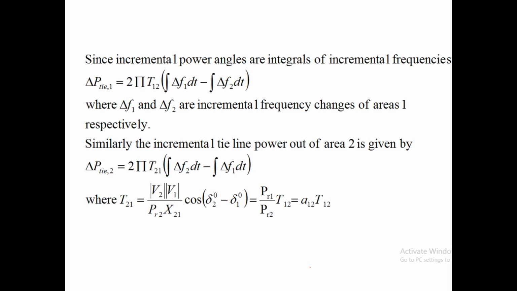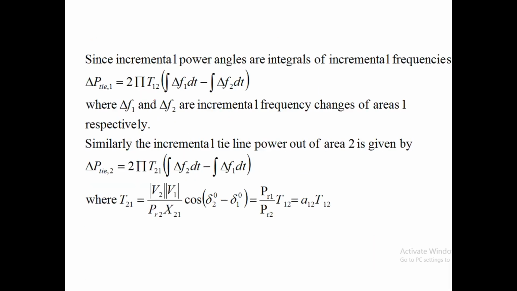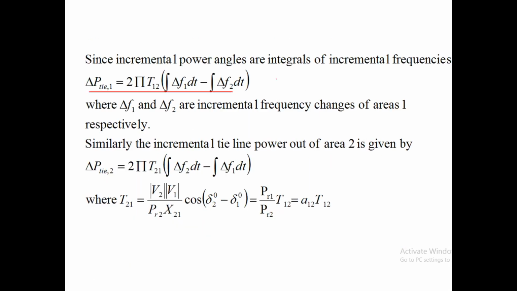Now this point we have discussed earlier. You remember this: the change in tie line power flow, delta P tie 1 in per unit, equals T12 into delta 1, where T12 is given by this relation. This delta 1 can be represented in terms of the change in frequency. The change in power angle can be represented in terms of the change in frequency by using this relation. So from this equation we have reached here.